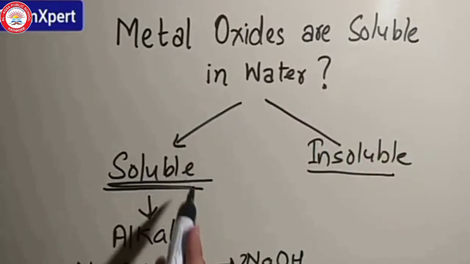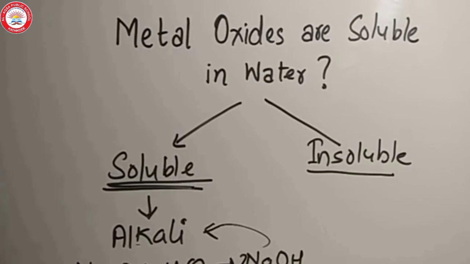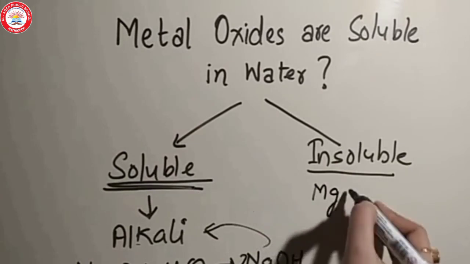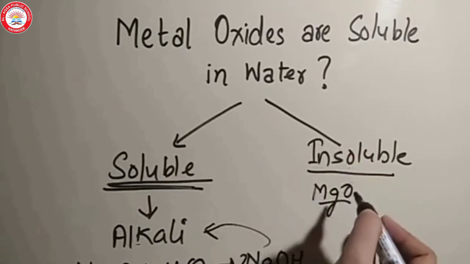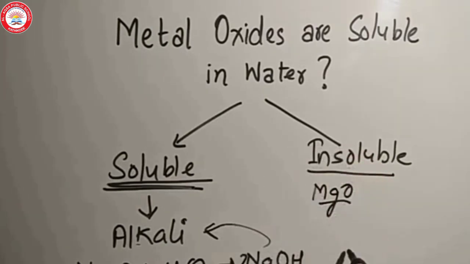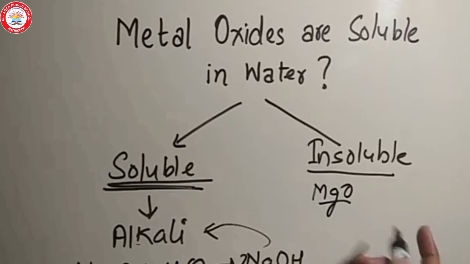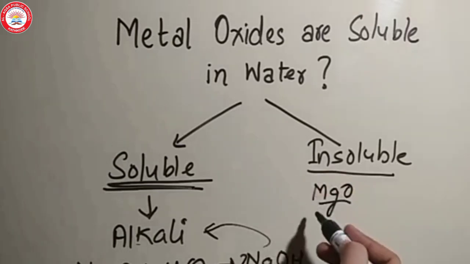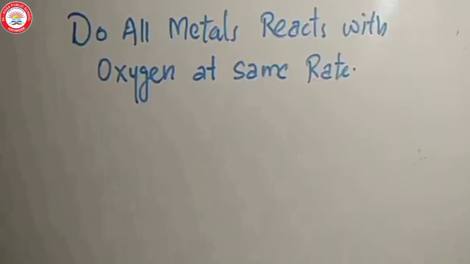Insoluble metal oxides, for example magnesium oxide: when we dissolve magnesium oxide in water, we can see that the full magnesium oxide, or that ash, will not dissolve in water. So some metal oxides are soluble in water, that is NaOH, KOH, etc., but some other metal oxides are not soluble in water. For example, magnesium oxide, the ash, will not dissolve in water. Sometimes it will dissolve slightly and turn red litmus blue, but the ash will not dissolve completely in water.